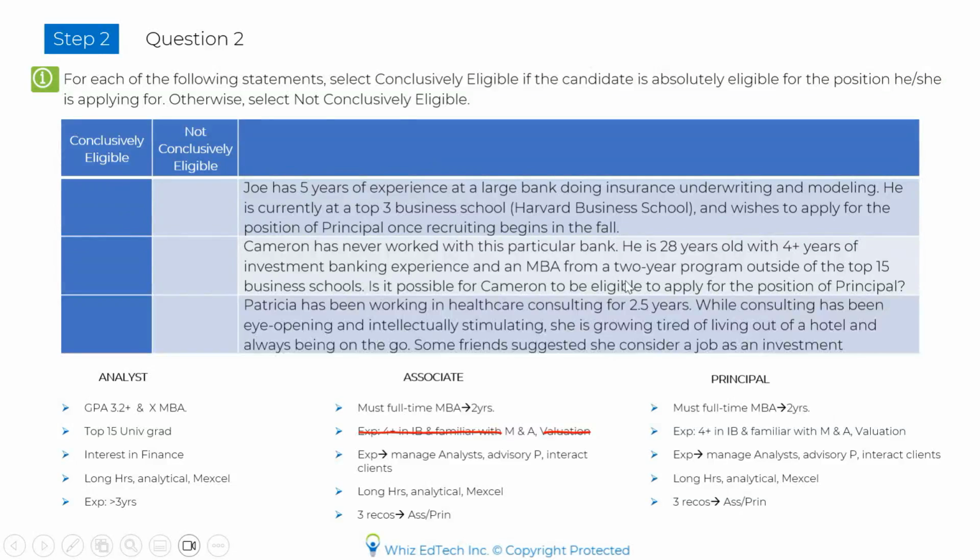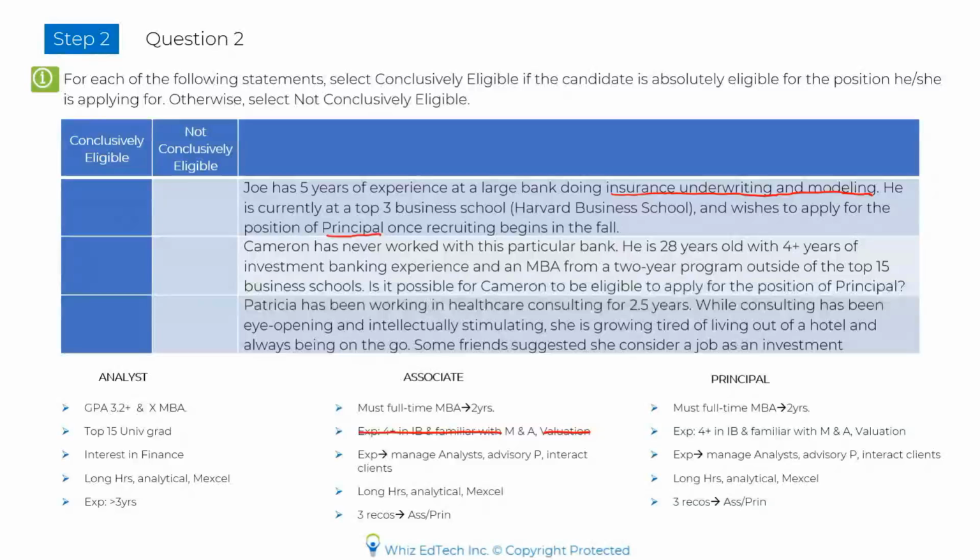Okay. Joe has 5 years of experience at a large bank, doing insurance, underwriting, and modeling. Now remember, insurance, underwriting, and modeling is not mentioned anywhere. All right. So this doesn't figure into his qualifications. But he has 5 years plus experience at a large bank. He is currently at a top 3 business school. All right. So that means he can fall within this category. He's kind of doing his postgrad. He's not yet done his full-time MBA.